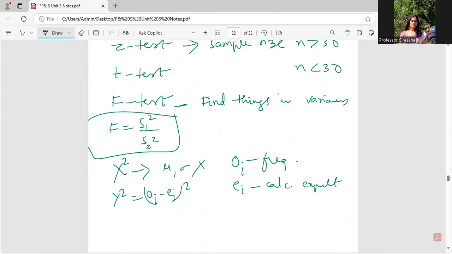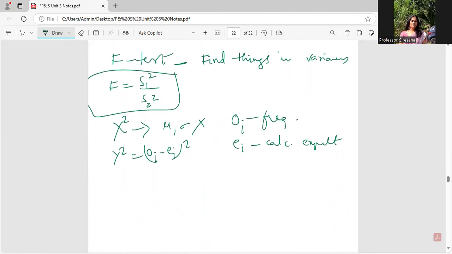Now let me write the test statistics Z, T and all. What's the test statistic for Z? It is given by x minus mu by sigma by root n. Sometimes they'll take s as well. T is also similar. Here n is greater than 30.